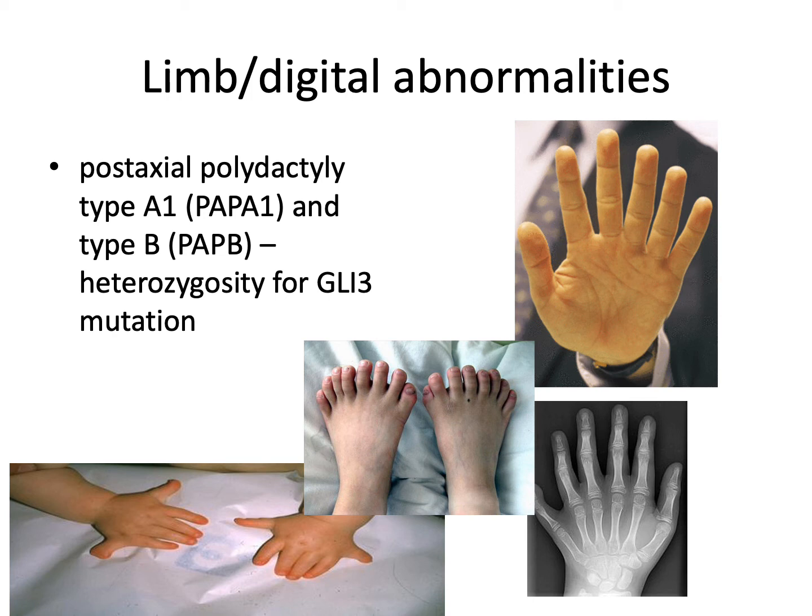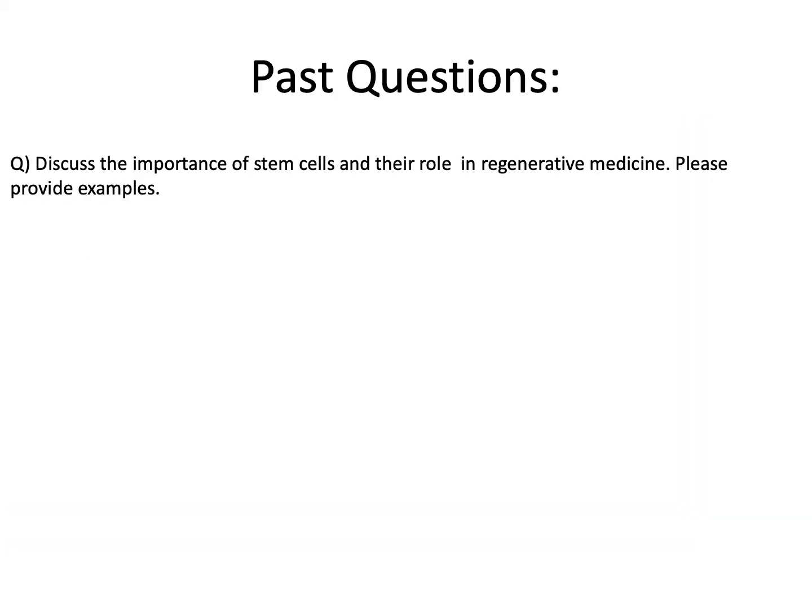For example, what would happen if Wnt7A is mutated? What kind of effect would that have on digit formation?